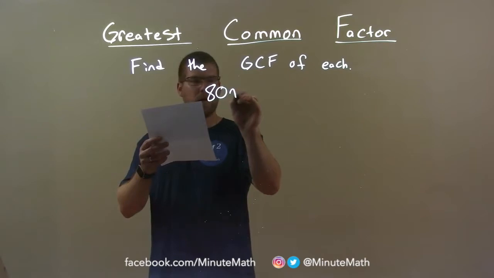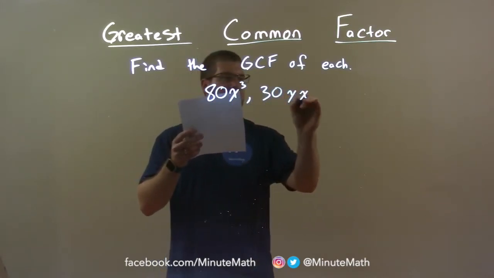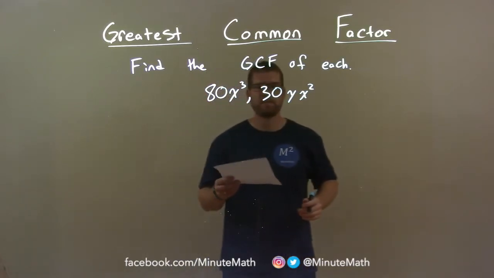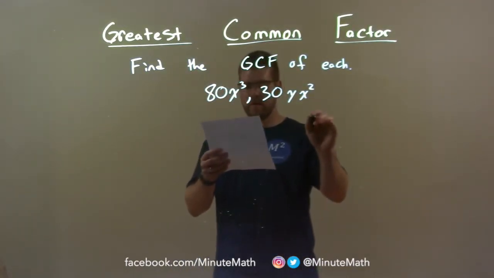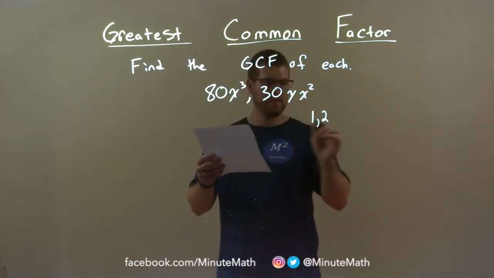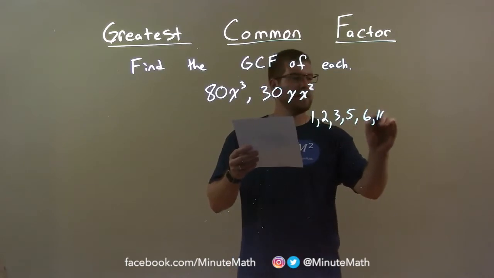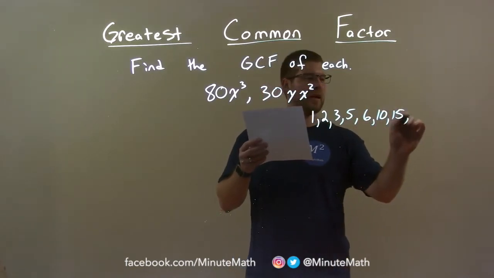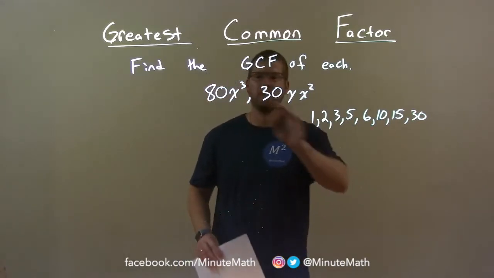80x to the third power and 30yx squared. Okay? Well, I take the smaller of these numbers and find all the factors of it. That is 30, excuse me, it was 1, 2, 3, 5, 6, 10, 15, and 30. Now from there, I find the largest one of these that also goes into 80.